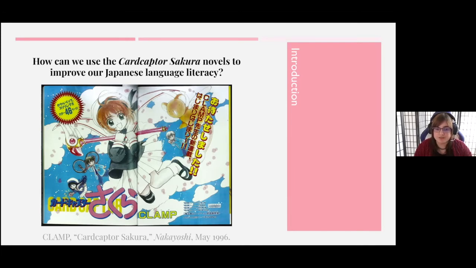Also, is there a framework that accounts for both the language difficulty present in the series and Japanese language literacy for language learners? Based on my prior experience working on a library collection for Japanese language learners, I knew such a framework does exist. Todoku. Next slide, please.